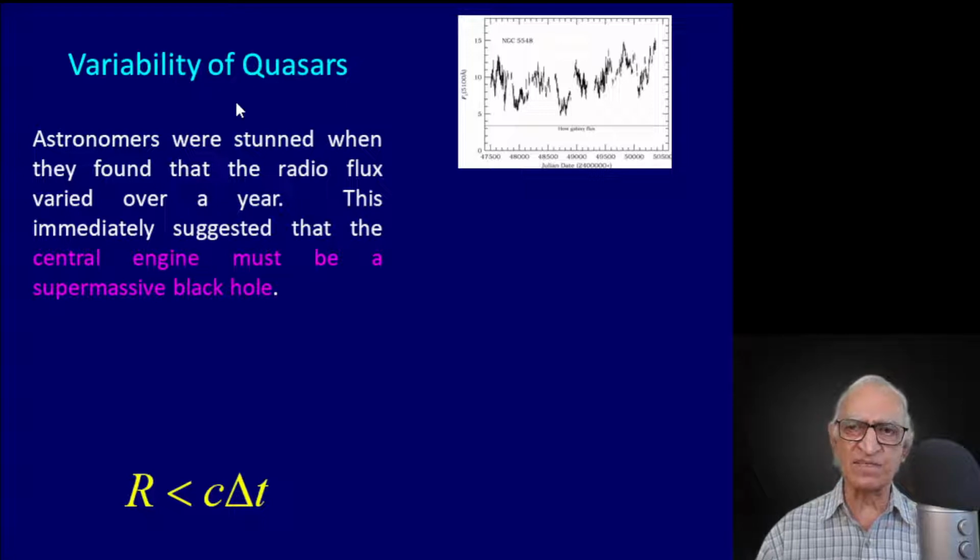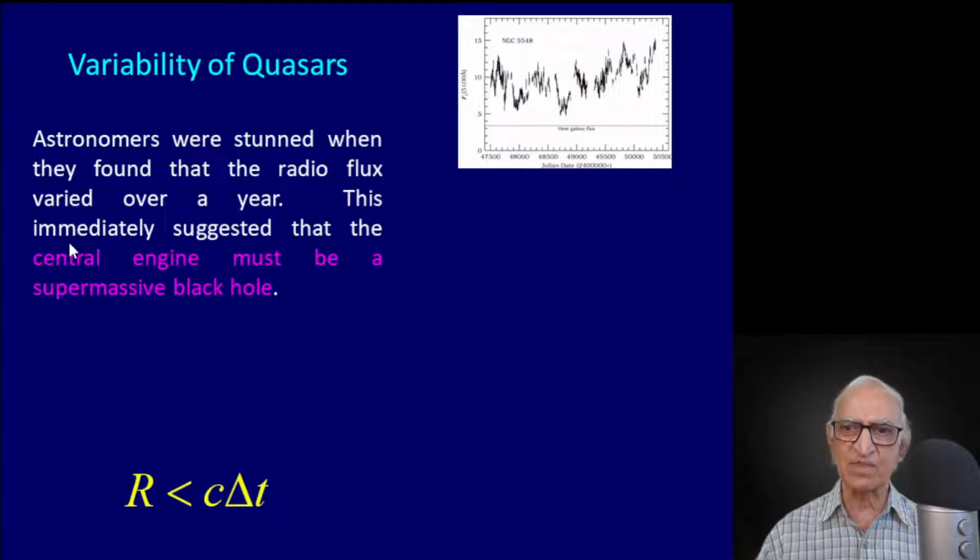As I said in the previous lecture, a couple of years after radio galaxies were discovered, astronomers were stunned when they found that the radio flux from the quasar varied over a time scale of a year. Now, this was the most unusual thing. One had never encountered variability of this nature. And that's what is shown here, radio variability. You can't read the x-axis over there. It is of the order of a year.